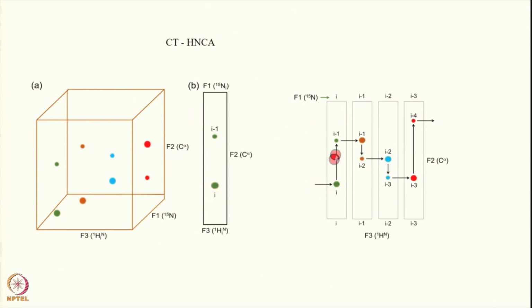Okay, well, once we have got this, now this is the sequential, which is the I minus 1 residue. Now obviously at some other nitrogen chemical shift, this will become the self peak.